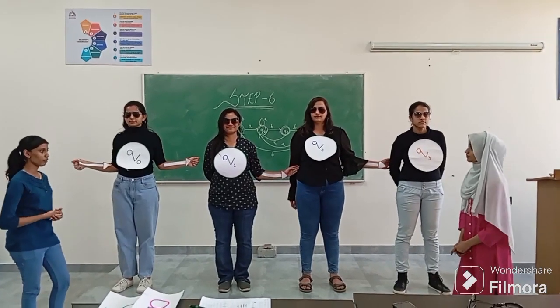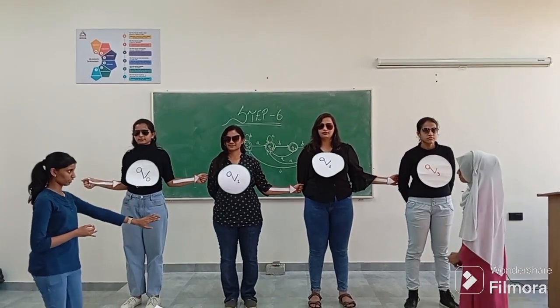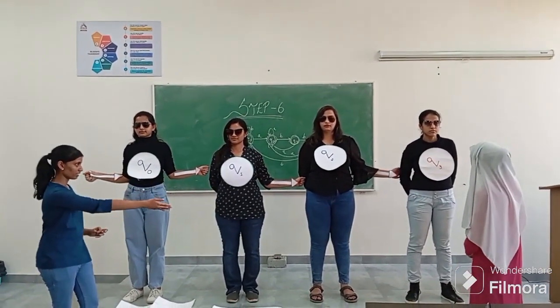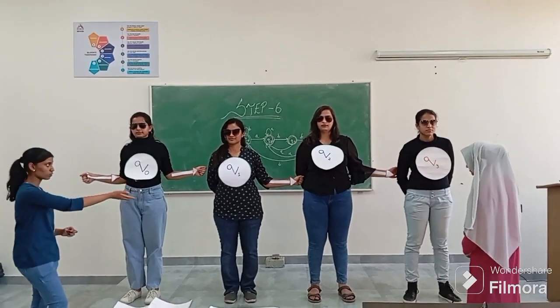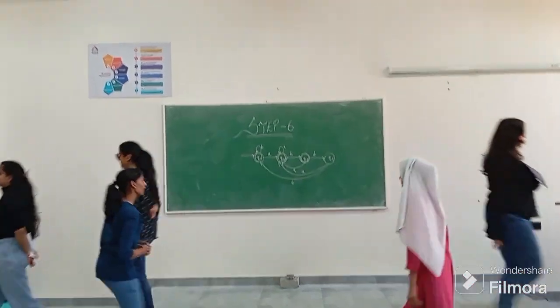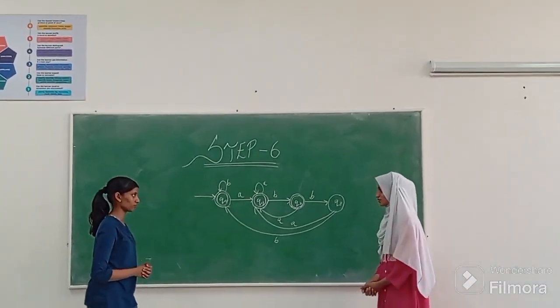Yes Saida, for the string which is not ending with ABB, this is how our representation will be. That is, the final state Q3 will not be a final state any longer and all the remaining states will become the final states. So this is our final DFA representation.